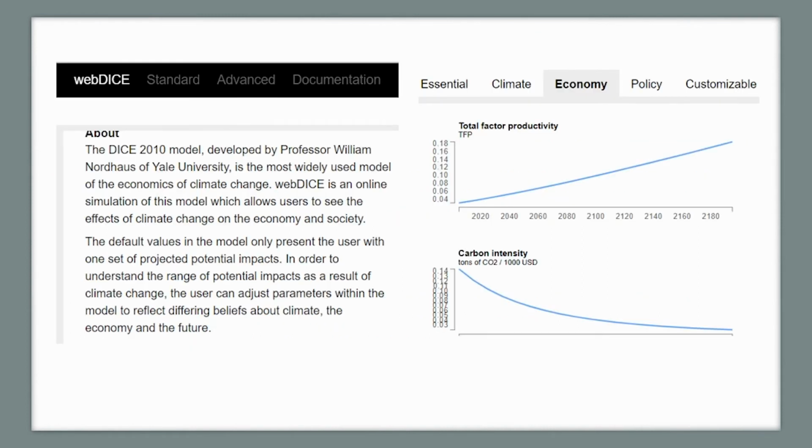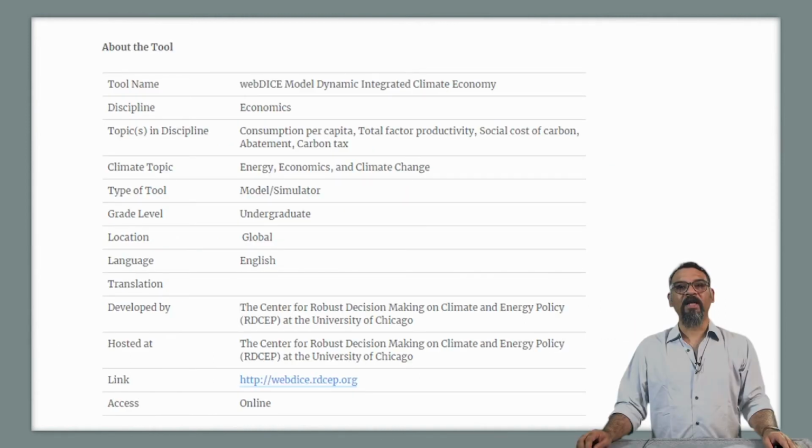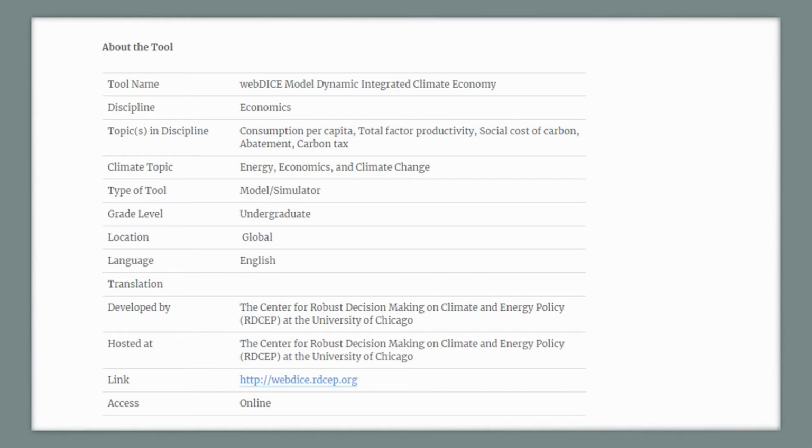This particular model is titled Web DICE. The DICE 2010 model, developed by Professor William Nordhaus of Yale University, is one of the most widely used models of the economics of climate change. He is incidentally also the Nobel laureate of economics. This has been developed by the Center for Robust Decision Making on Climate and Energy Policy, RDCEP, at the University of Chicago, and is available at the link shown here.